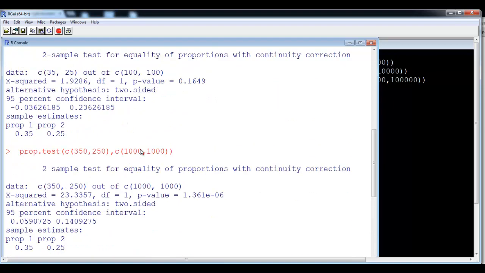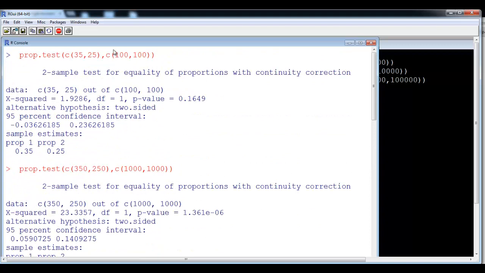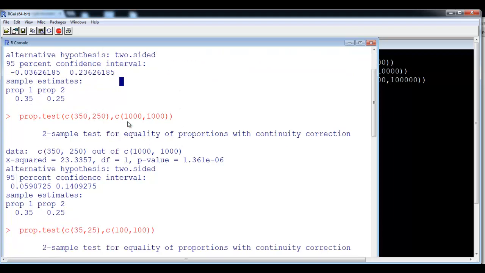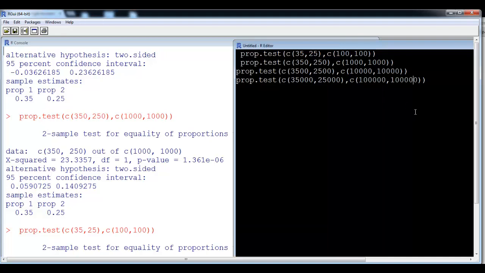So look at the beauty of 35% and 25%. When the sample size was 100, 0 was in the confidence interval, so you accept the hypothesis that 35% is the same as 25%. But as you increase the sample size to 1000, you still keep the percentages the same, 35% and 25%, and your confidence interval starts shifting towards the positive side. See, it is negative here and it is positive here, and 0 no longer lies in the confidence interval. So it is important to notice that the size of the sample has an impact on the proportion test.